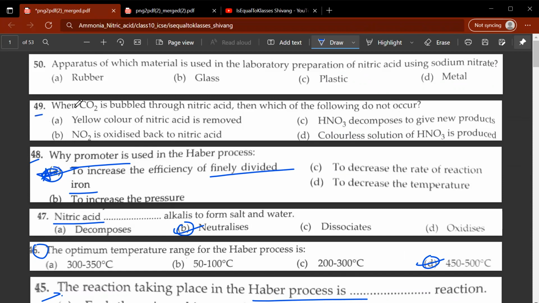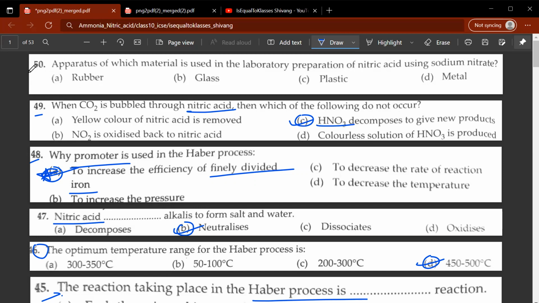So let's move on to the 49th question. When CO2 is bubbled through nitric acid, which of the following does not occur? So the correct answer would be C, HNO3 decomposes to give new products.